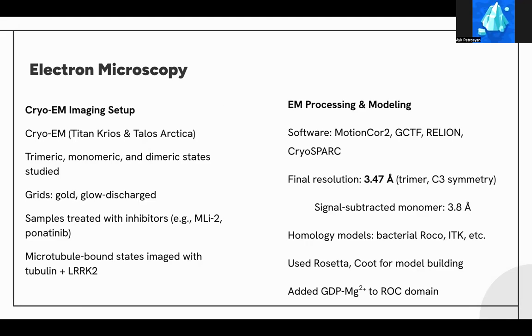Homology templates were chosen by HHpred, with the ROC and COR domains modeled after bacterial Roco proteins, and the kinase and WD40 domains built from top-scoring homologous structures. Side chains in low-density regions were replaced with polyalanine, and GDP magnesium was added to the ROC domain based on structural alignment with a known GDP ROC structure.